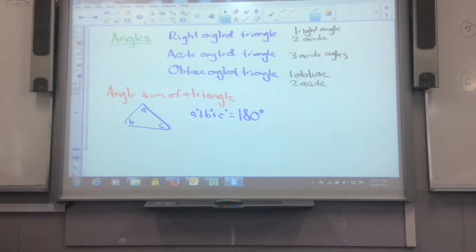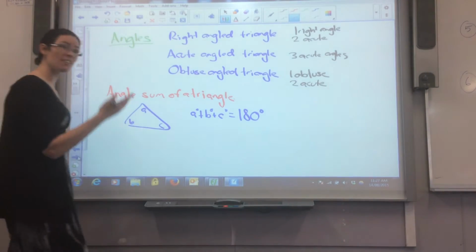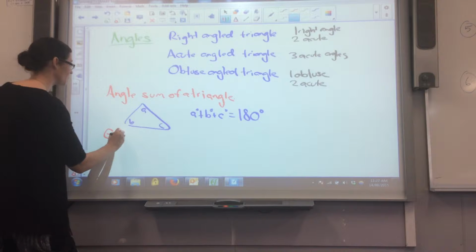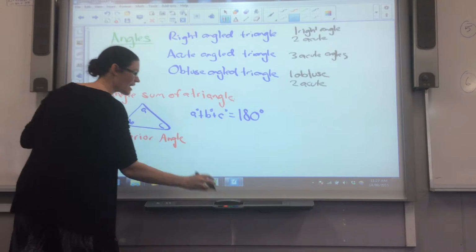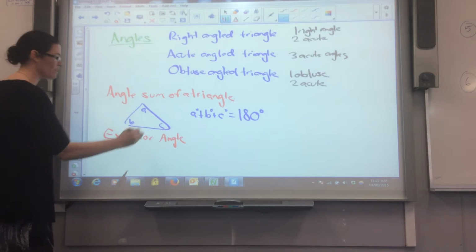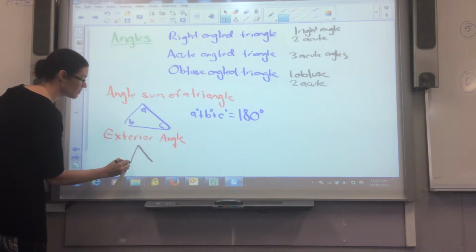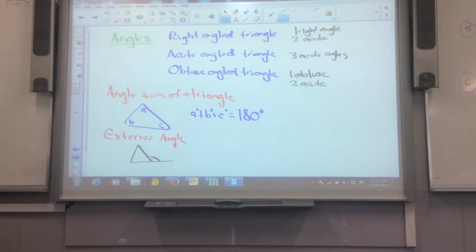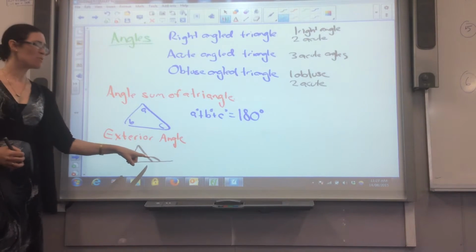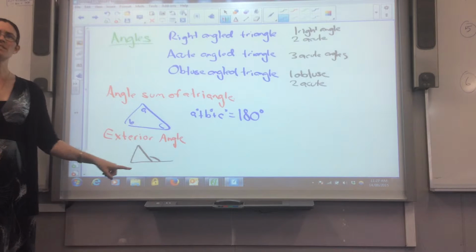Now there is one other rule that we looked at. I'm not sure if you looked at it last year. It's called the exterior angle. Anyone remember the exterior angle? Where's that on a triangle? Outside. It's definitely outside. Exterior means outside. An exterior angle occurs when I extend one of the sides. So I'm going to extend it out here. This angle here becomes my exterior angle. Does anyone remember a rule about this?